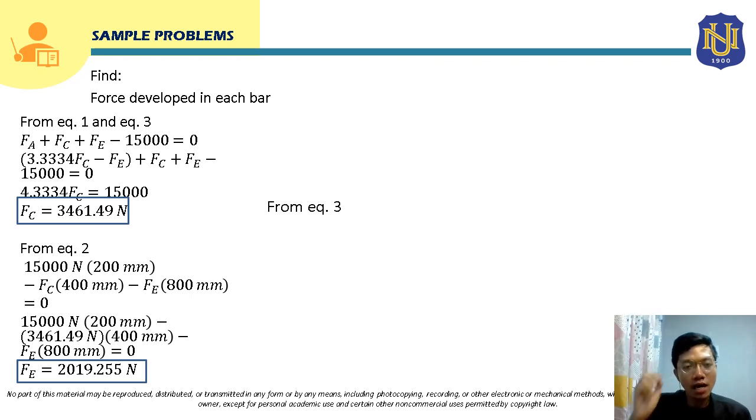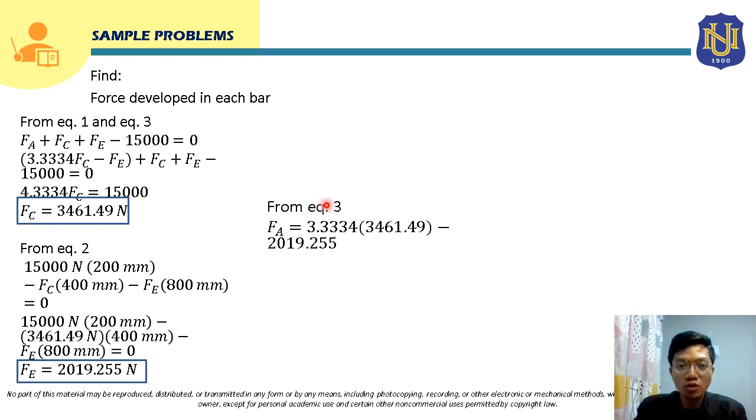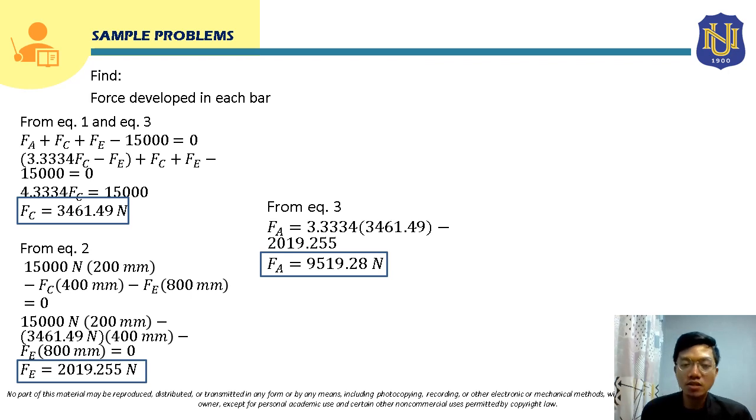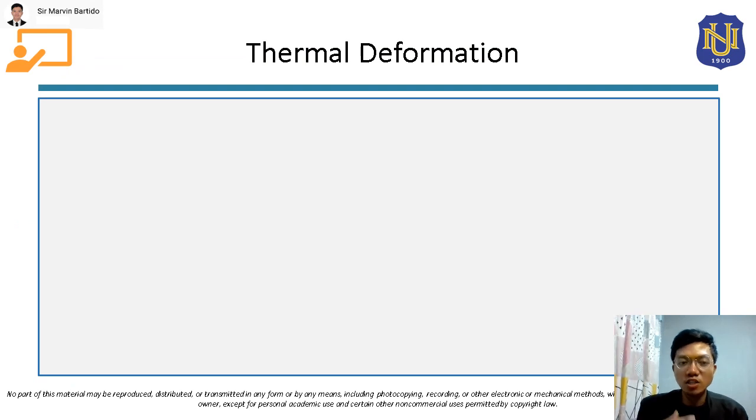Now, for the remaining unknown, which is FA, from equation 3, we can use equation 3 and substitute the value of FC. So FA here will become 9,519.28 Newton. So these will now be the answers, class, for this problem. FA is equal to 9,519.28 Newton. FC is equal to 3,461.49 Newton. And FE is equal to 2,019.255 Newton.